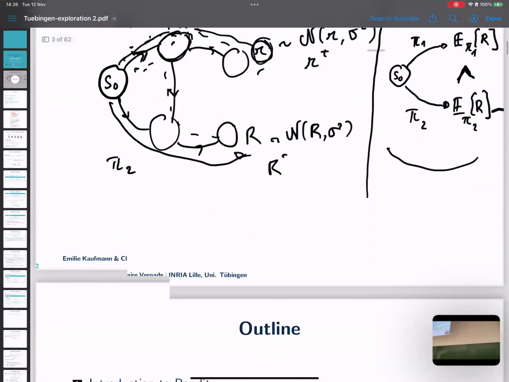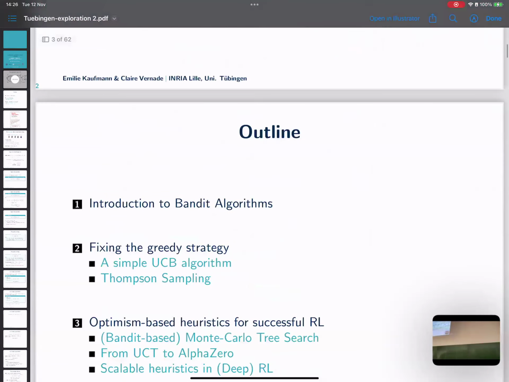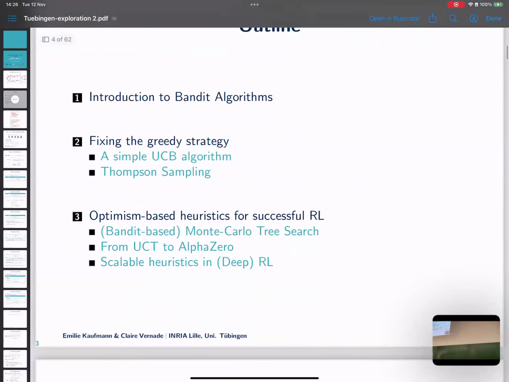All right, so our program today is the following. First, I'm going to introduce this problem that is called bandit algorithms. Bandit algorithms are algorithms to solve exactly the problem that I just described, this problem of having several options and having to manage exploration and exploitation between actions. I'm going to describe this mathematically, and then I'm going to give you two bandit algorithms.